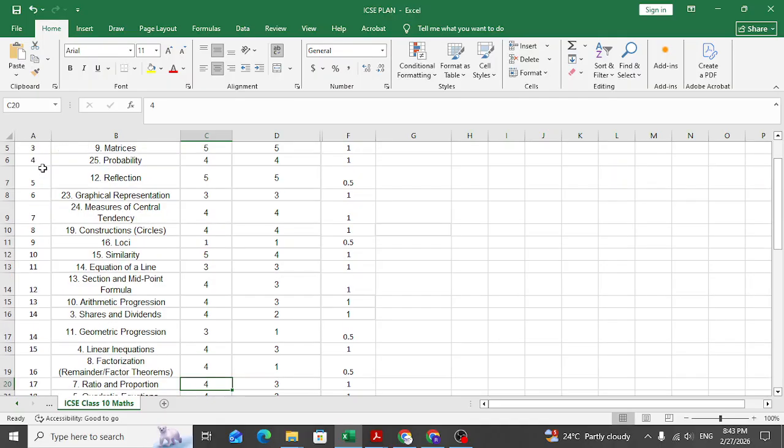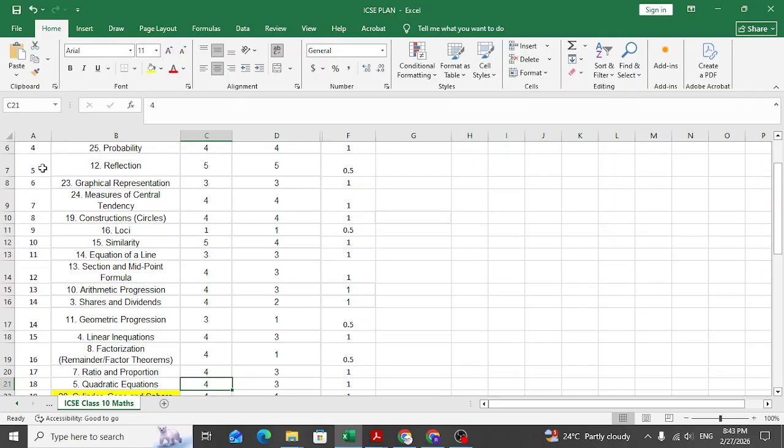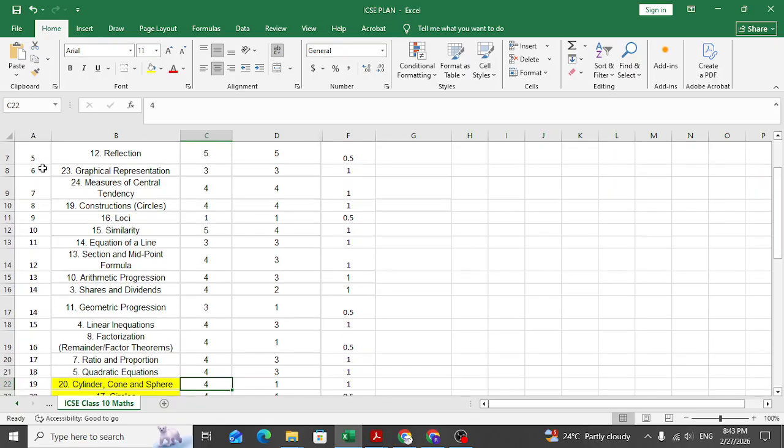Ratio and proportion, very easy. Out of 4, minimum 3 you can score. Quadratic equations, you have nature of roots, finding the nature of roots, very discriminant you will find, b square minus 4ac is equal to 0, greater than 0, less than 0. Then also formula method, that is minus b plus or minus square root of b square minus 4ac by 2a. Out of 4, 3 you can score.